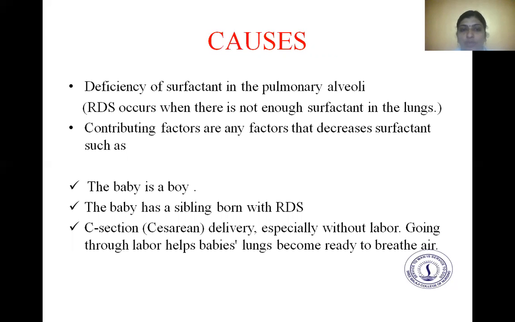Next are contributing factors, or any factors that decrease the surfactant, such as the baby being a boy, the baby having a sibling born with RDS, and also C-section delivery, especially without labor, because going through normal labor helps babies become ready to breathe air. In the case of C-section delivery, it is not possible. So it is also one of the causes of RDS.